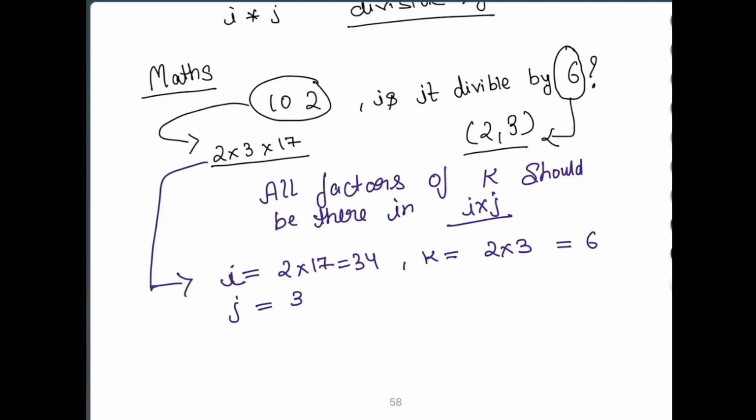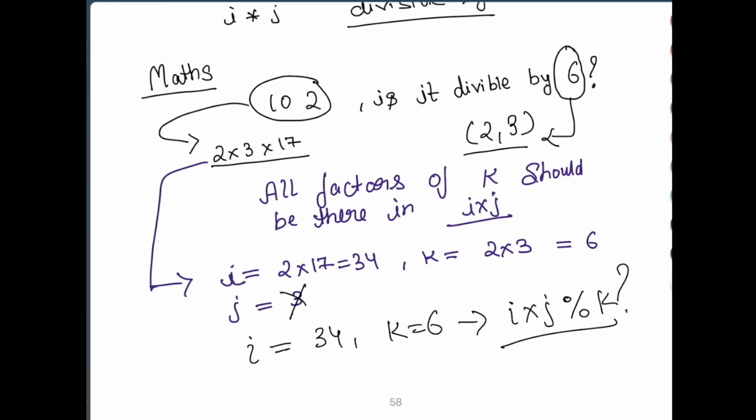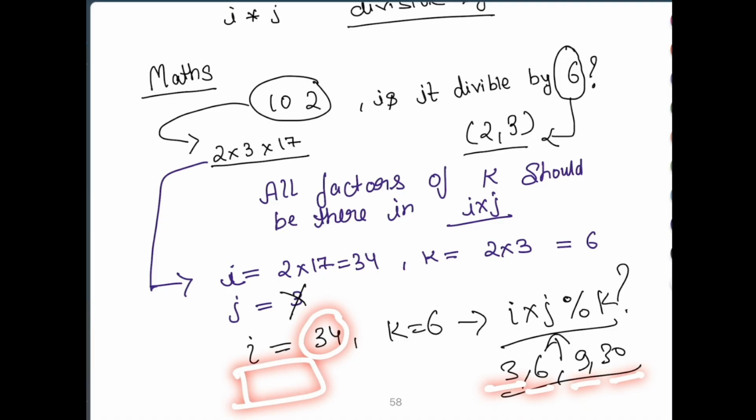It's very important to understand here: now let us say that you don't know about j, you just know about i. Your i is 34, your k is 6. Now tell me, i multiplied by j, is this divisible by k? It depends upon the value of j, right? Now what are the possible values of j which is actually going to satisfy this particular condition? The possible values could be 3, or you can say 6 or 9 or 30. These are possible values. What you can do is, you can multiply the number 34 with 3 or 6 or 9 or 30. Whatever is the product you are getting, you will find that it is divisible by k.